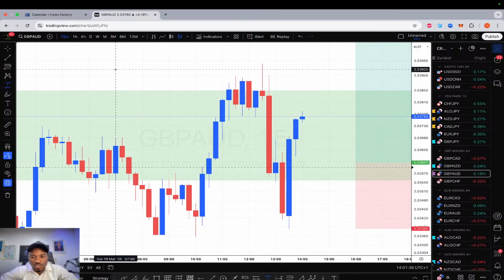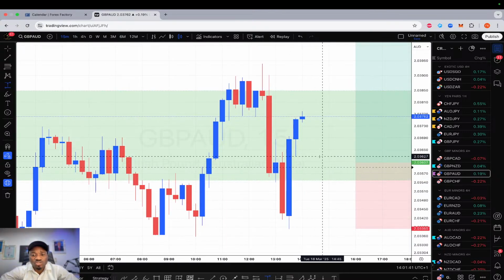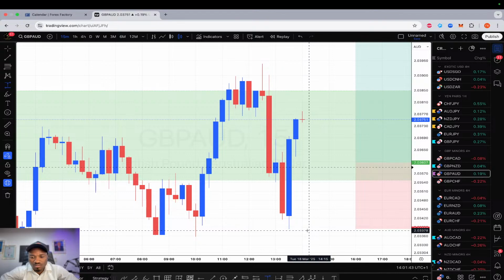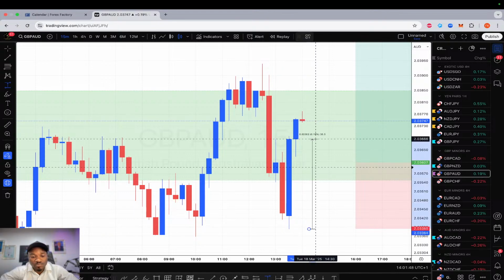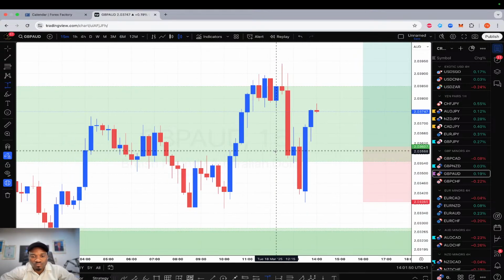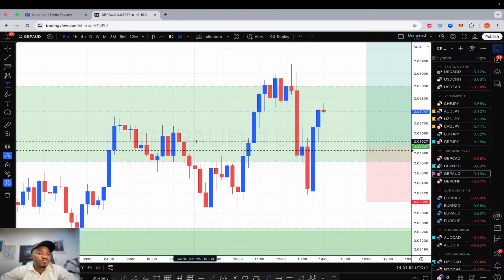Let's check the 15-minute chart. The 15-minute chart is a bullish engulfing bar. On the 15-minute chart, we measure from the low to the close. That is 30 pips. So I'm gonna wait for retracement.